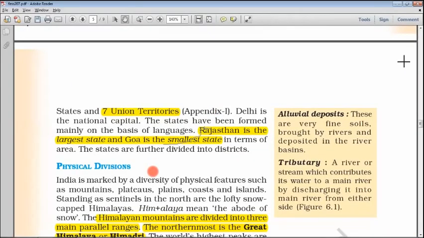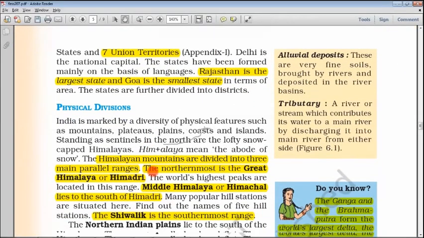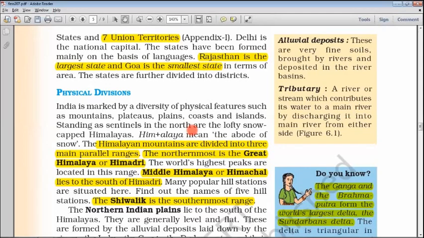And coming to physical divisions, there is a great diversity in the physical features of India, such as mountains, plateaus, plains, coasts, and islands. And in the north, there are these lofty snow-capped Himalayas. And Himalayas, as the meaning is, him is ice and alaya is abode, so it's an abode of snow.